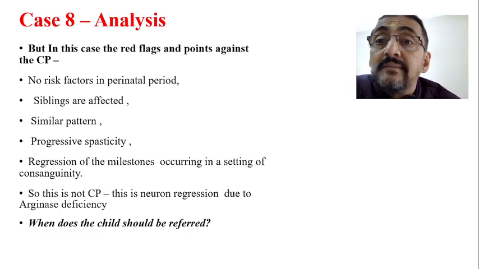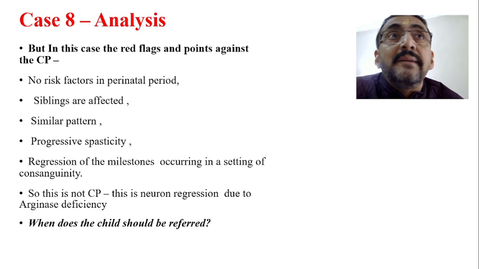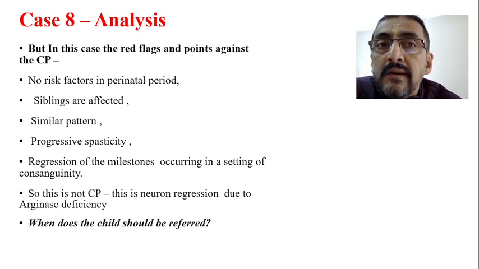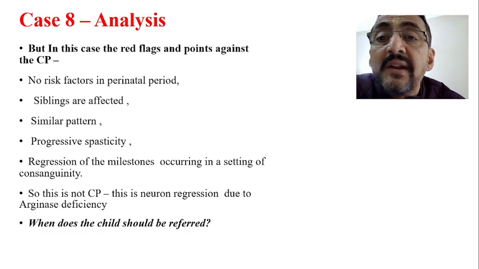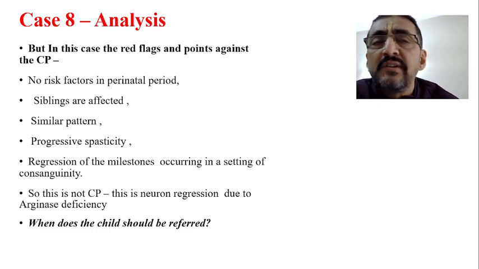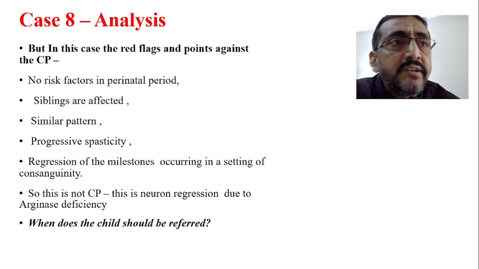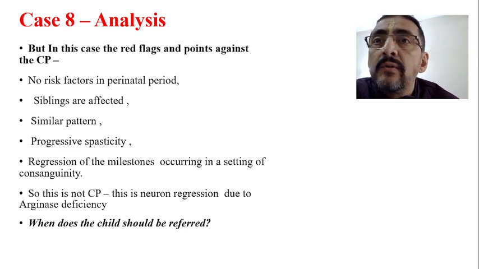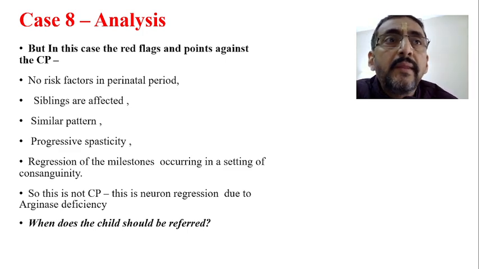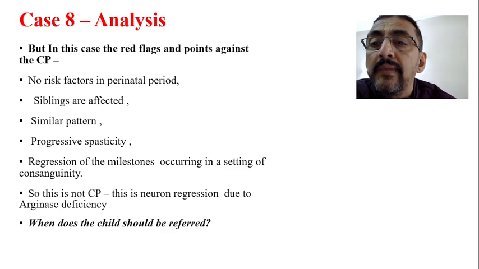But in this case, the red flags and some other points are against CP. What are the points which are against CP in this case, although that physician diagnosed this as CP? Number one, there is no risk factor in the perinatal period. There is no history of birth asphyxia, no history of periventricular hemorrhages, no history of meconium aspiration, no intrauterine infections. So the perinatal period is totally healthy. The child is totally healthy.